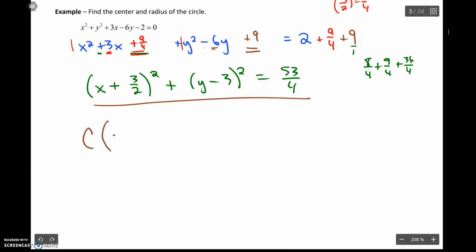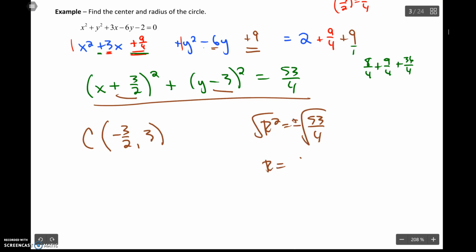The center is located at (−3/2, 3). Opposite of this, opposite of that. r squared is equal to 53/4. Square root both sides, plus or minus. r equals plus or minus the square root of 53 over 2. Radius cannot be negative, so take the positive square root.